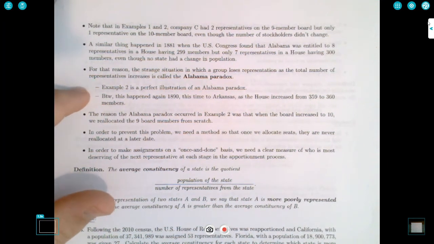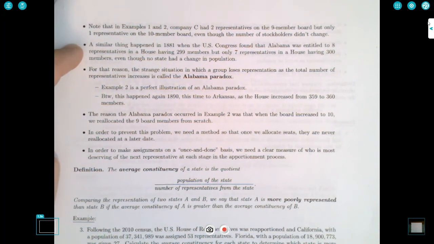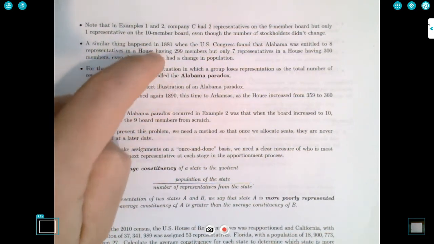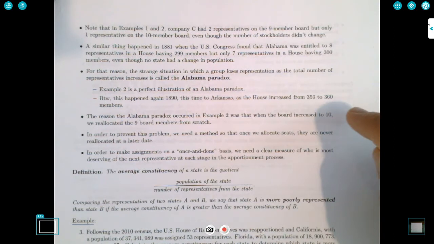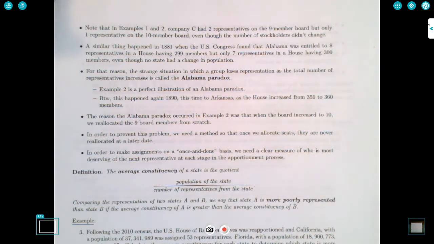And by the way, this isn't the only time that this happened in American history. It happened again in 1890, right? Just a few years later. This time it happened to Arkansas. As the House increased from 359 to 360 members, Arkansas lost representation somehow, even though the population of the states hadn't really shifted all that much.